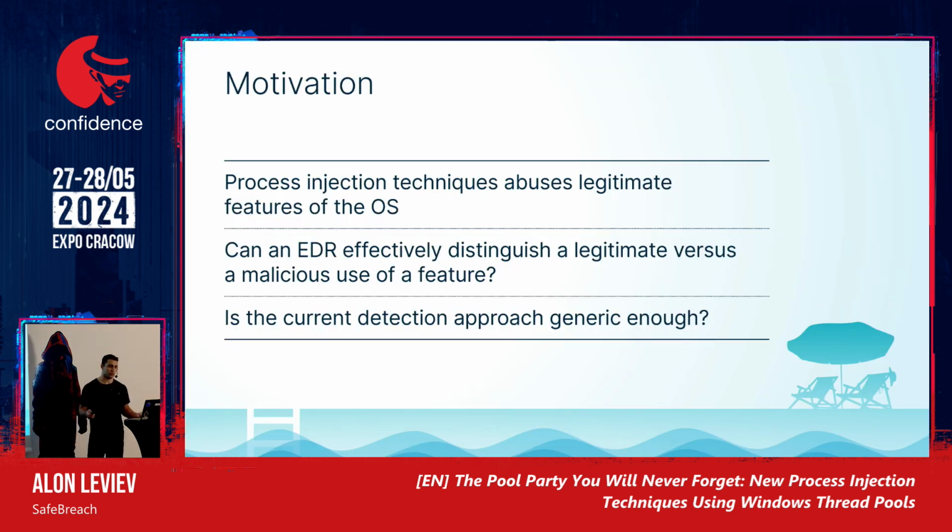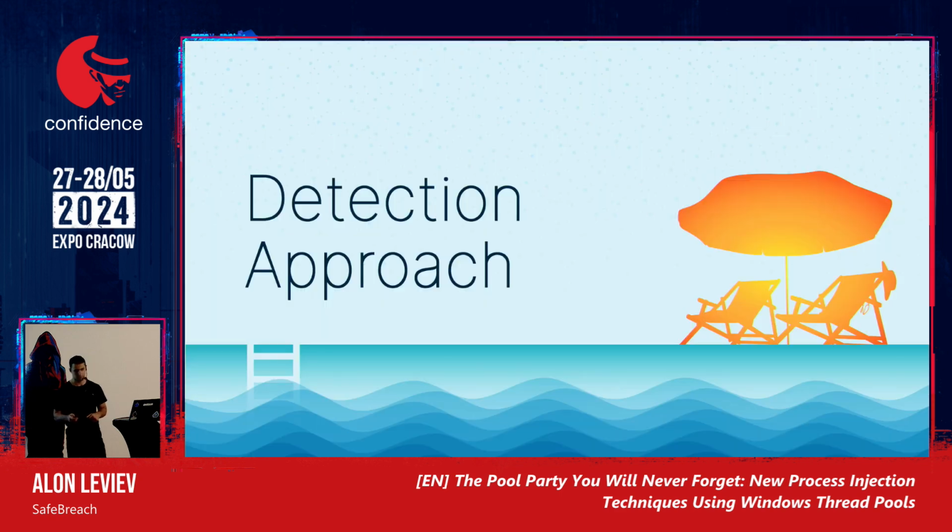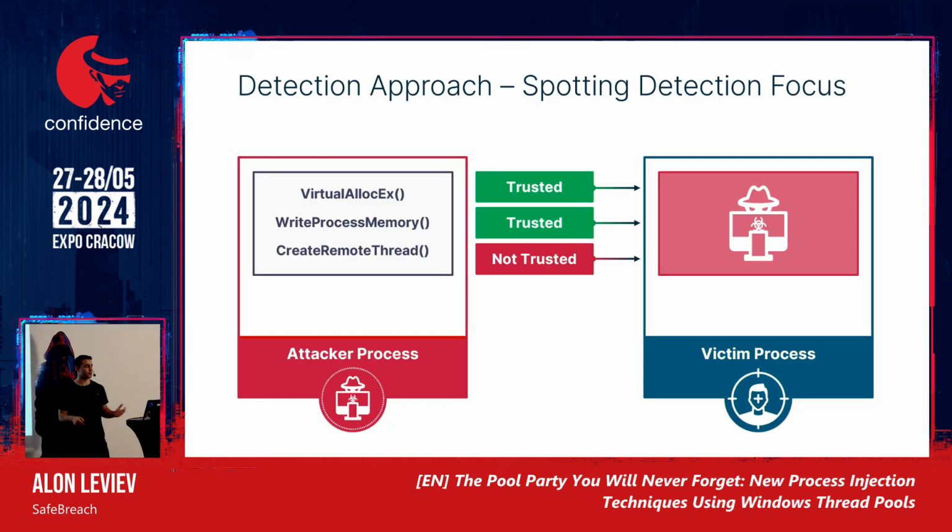The motivation for this research was derived from the fact that process injection techniques abuse legitimate features of the operating system. And so I wondered, can an EDR effectively distinguish legitimate versus malicious use of a feature? And I also wondered, is the current detection approach generic enough to detect new and never before seen process injections? To answer these questions, I've had to review the current detection approach employed by EDRs against process injections. And so experimenting with the different primitives led me to the conclusion that EDRs base their detection mainly on the execution primitive. On top of that, write and allocate primitives in their most basic forms are not detected.